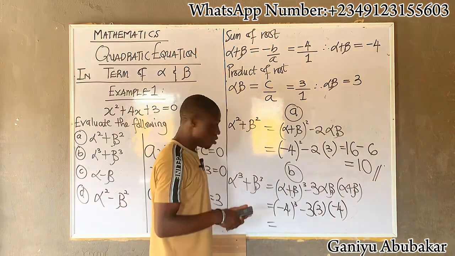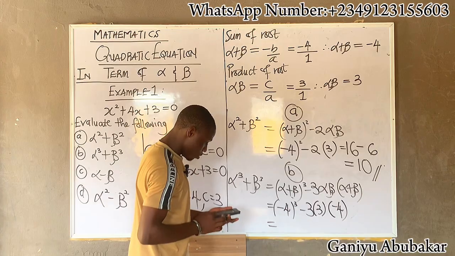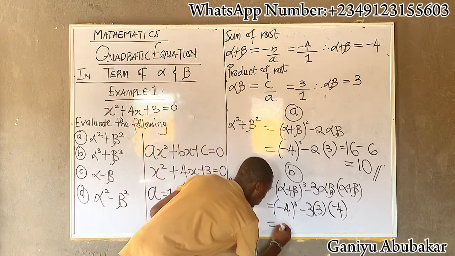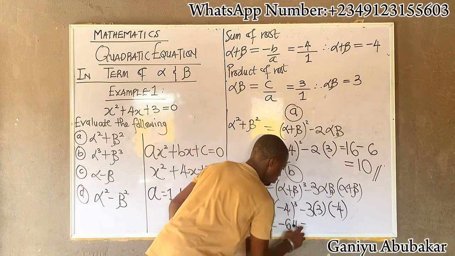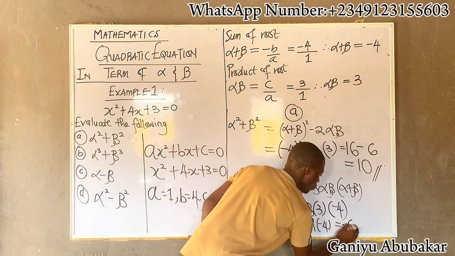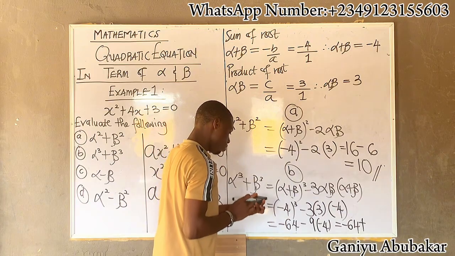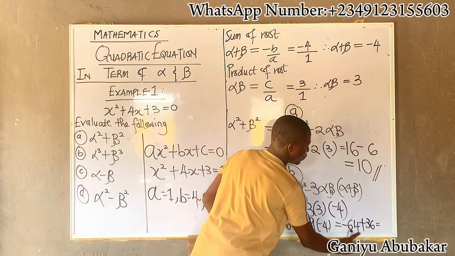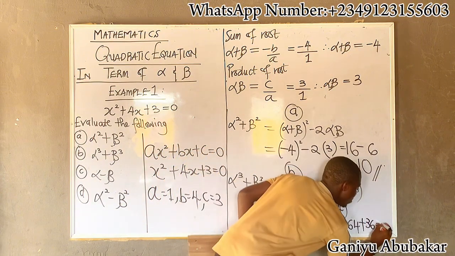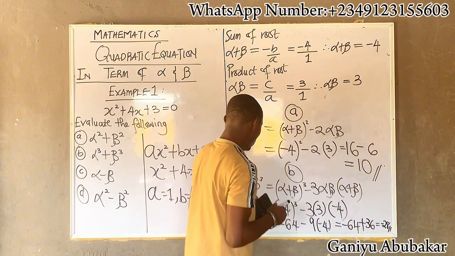Alright, if I do my normal math from here, minus 4 cube should give a negative 64. Next up, minus 3 times 3 is 9, into minus 4. Observe, minus times minus is plus, 9 times 4 is 36. So if I combine minus 64 plus 36, I'll have minus 28 as my answer. So my answer for question B is a negative 28.